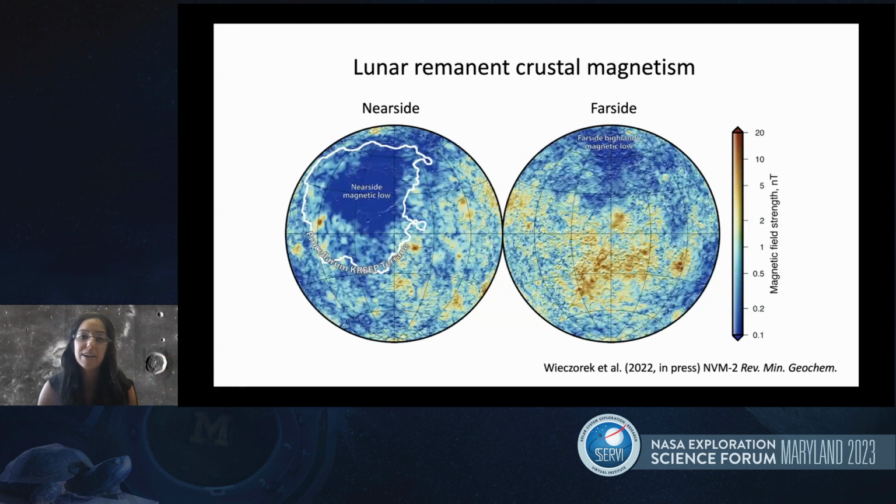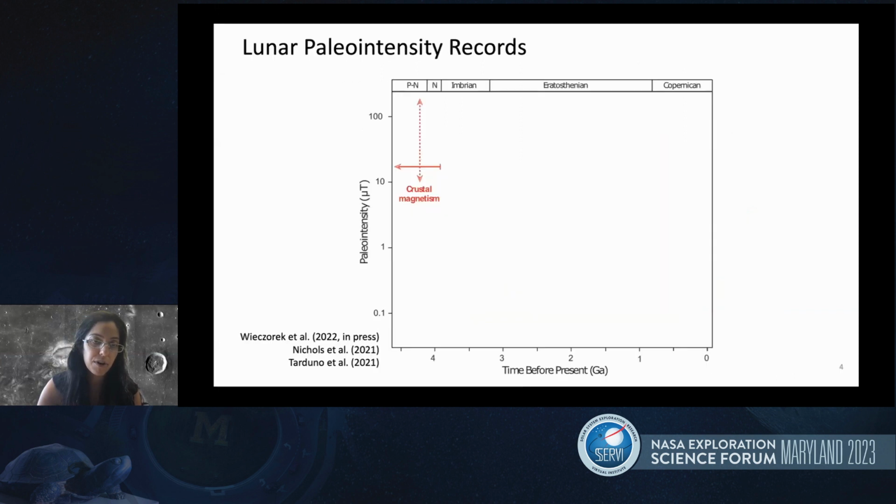If you look at remnant crustal magnetism data observed by spacecraft magnetometers, what we see is that much of the lunar crust retains remnant magnetization. And given the ages of the crustal magnetic anomalies that have been inferred, we think this is pretty good evidence that the moon generated a dynamo at least in the period prior to about 3.9 billion years ago.